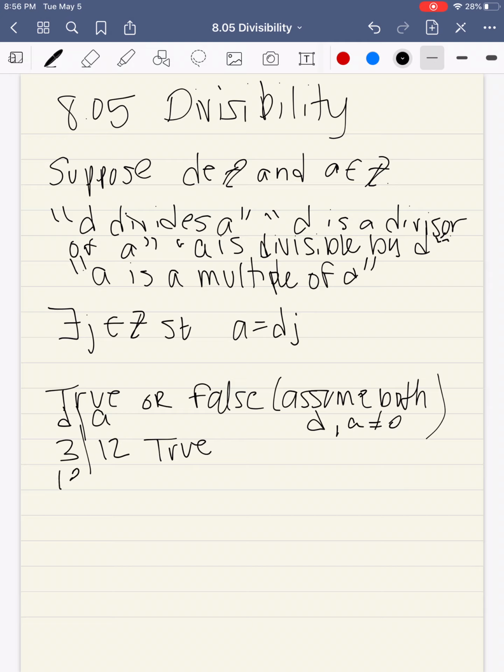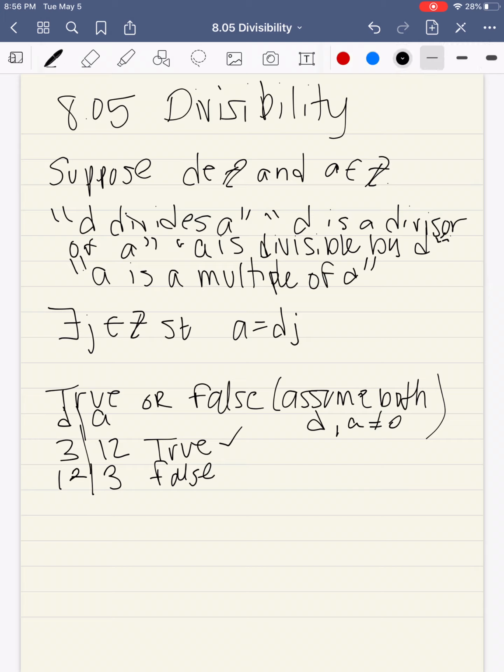12 divides 3? Well, that's a false statement. We know that if we did 12 divided by 3, we would get an integer, but this statement is saying 12 divides 3, which we know that it doesn't. If we did 3 over 12, we would not get an integer, which is what we have claimed that we would have.